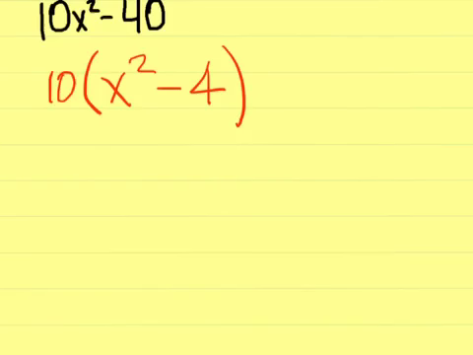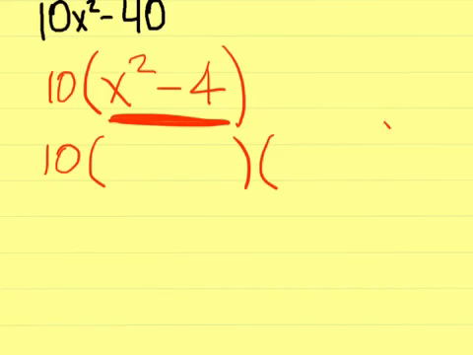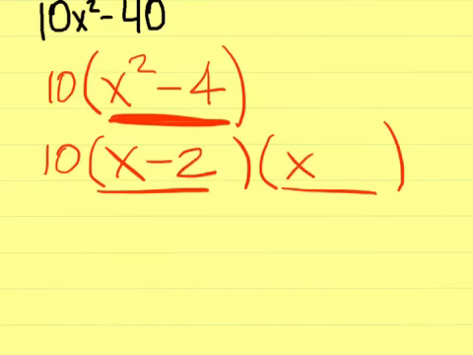4. So now you can do the difference of two squares on this, but do not forget to include the 10 out to the left. If you don't put it in there, then it's wrong. So what should the difference of two squares part answer be for this? X minus 2, x plus 2. That's it. You'll have 10 times x minus 2 and then times x plus 2.